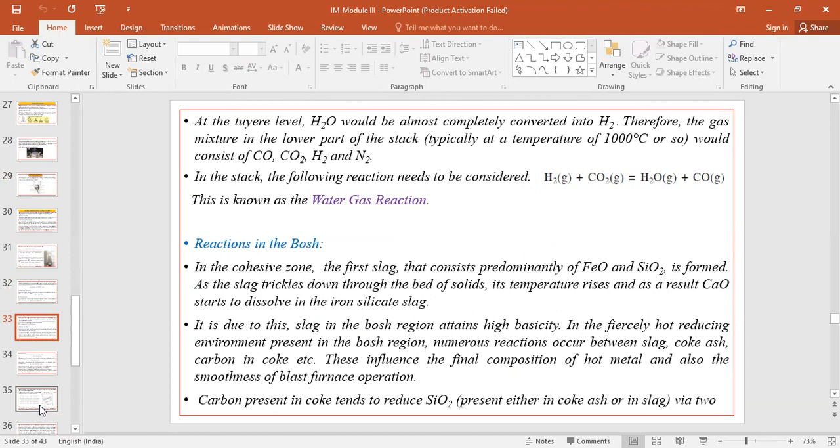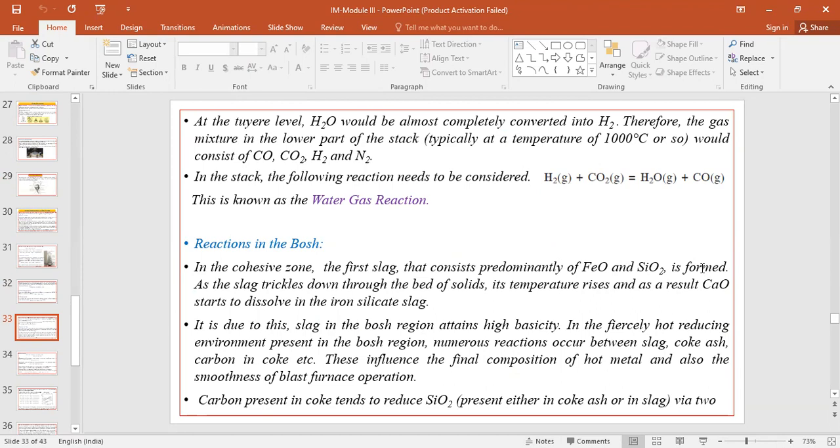So there in the cohesive zone, we can see that the first slag basically forms, which is of a low melting point. That is a pellet kind of thing. That is FeO based slag that is formed, and the slag trickles down to the bed of solids, and its temperature rises. As a result, your CaCO3, whatever it is, dissociates into CaO and CO2, which we have seen is at the bottommost part of the stack at around 1000 to 1100 degrees centigrade. So this CaO also starts joining the slag phase.